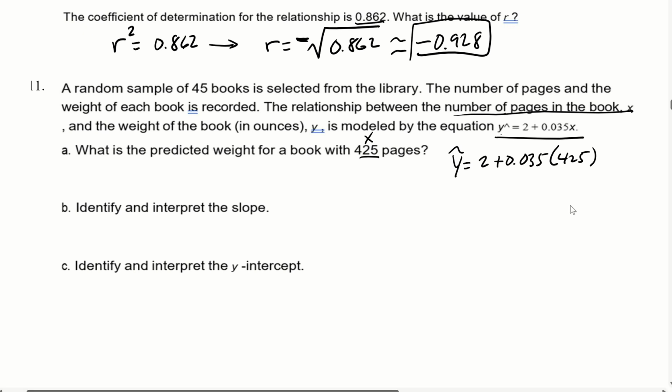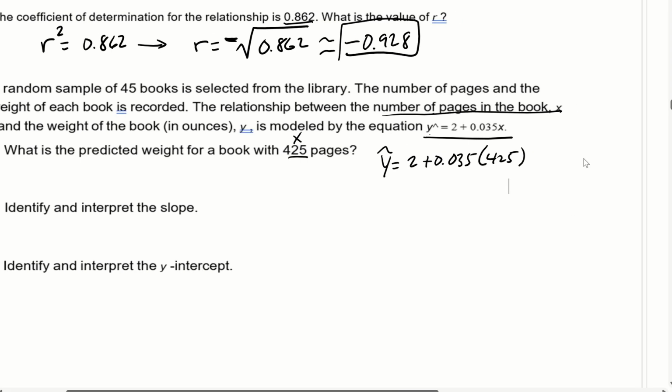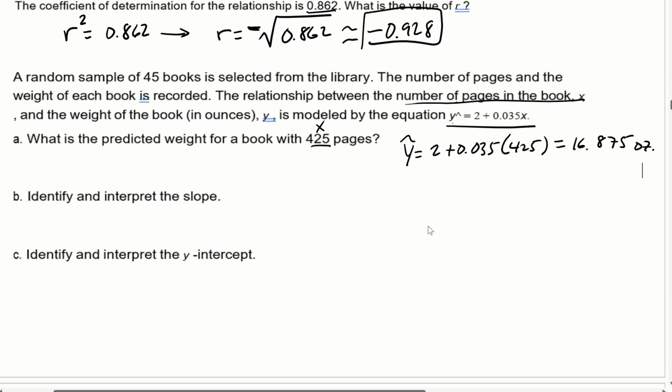Plug it into the y-hat equation for x. So 2 plus that, and if you do that, you get 16.875 ounces. Right, that's the predicted weight. Now identify and interpret the slope.